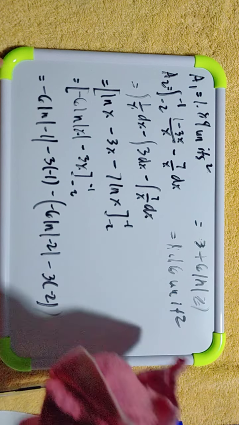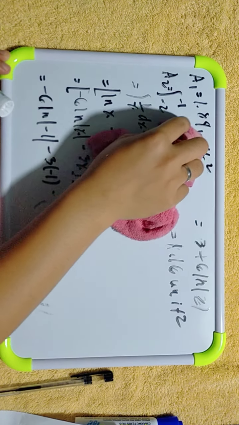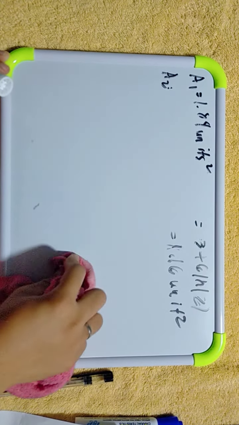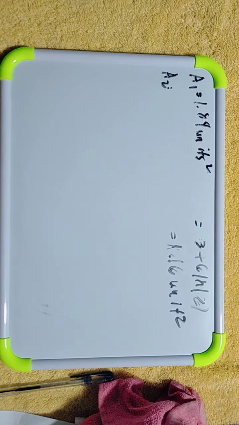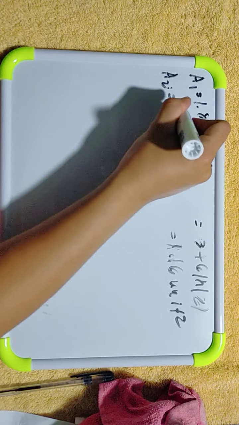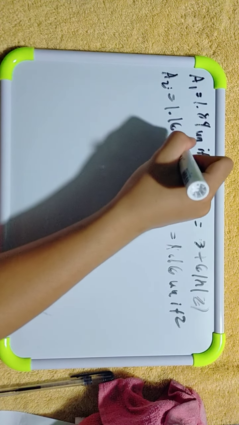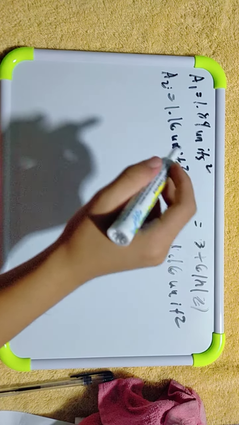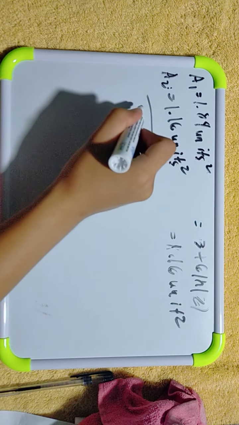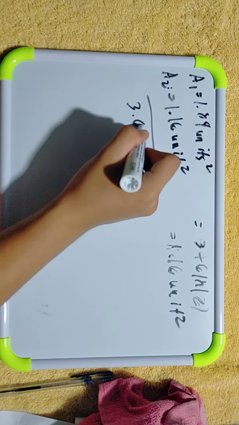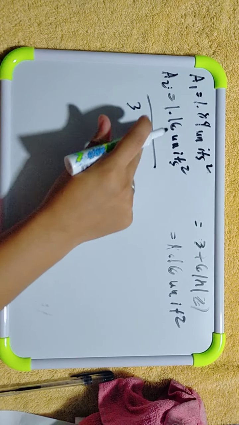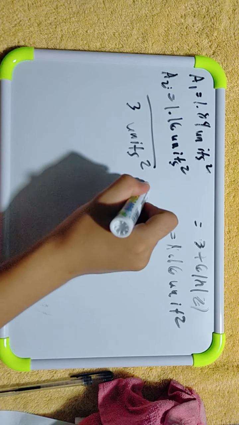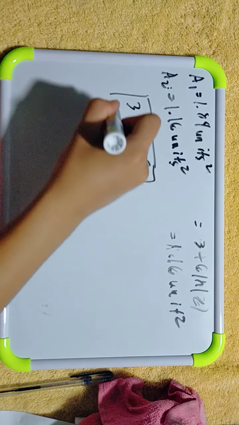So, burahin na lang natin lahat to. And then, kunin na lang natin yung ating area 2. Ang ating area 2 is 1.16 units squared. And then, i-add na lang natin siya. So, ang magiging sagot is 3.00 or simply 3 units squared. So, ito na ang ating total area.